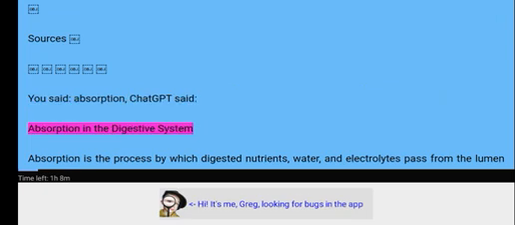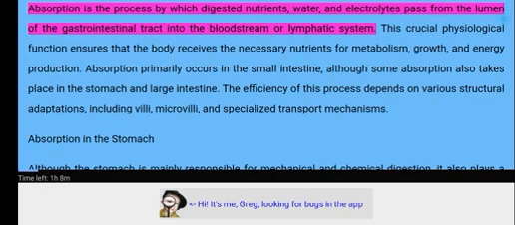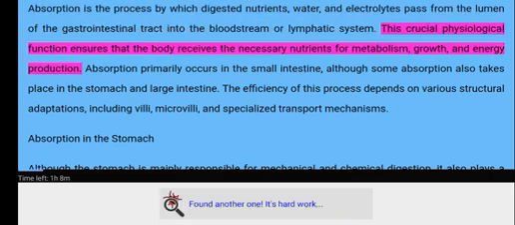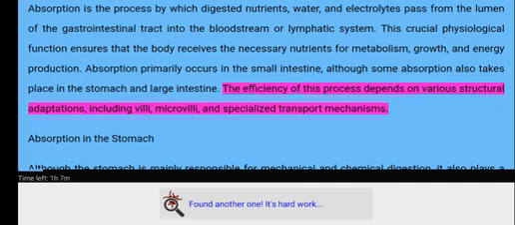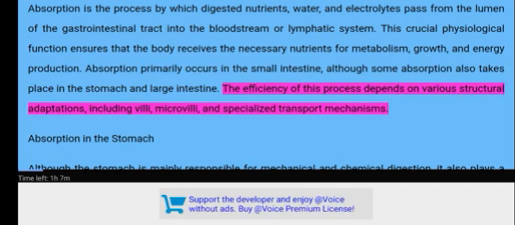Absorption in the digestive system. Absorption is the process by which digested nutrients, water, and electrolytes pass from the lumen of the gastrointestinal tract into the bloodstream or lymphatic system. This crucial physiological function ensures that the body receives the necessary nutrients for metabolism, growth, and energy production. Absorption primarily occurs in the small intestine, although some absorption also takes place in the stomach and large intestine. The efficiency of this process depends on various structural adaptations, including villi, microvilli, and specialized transport mechanisms.